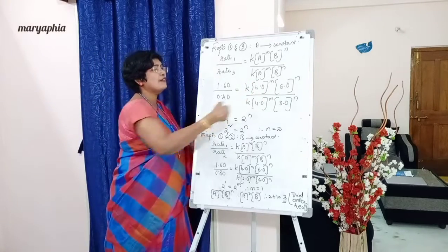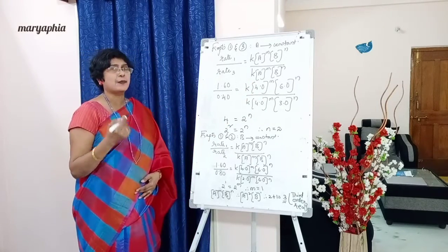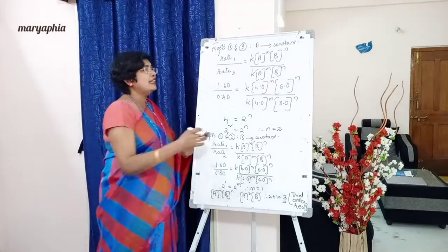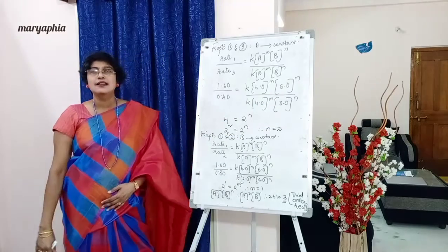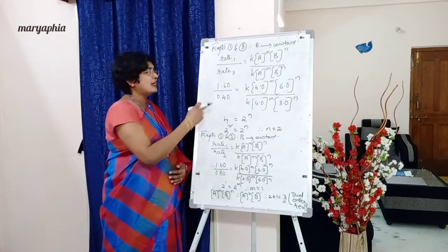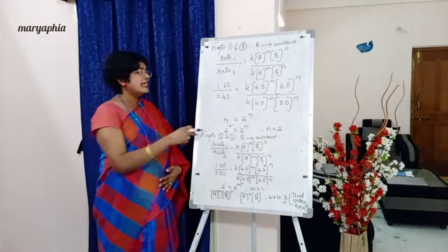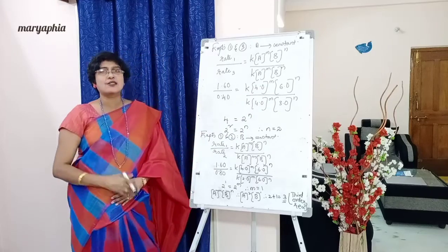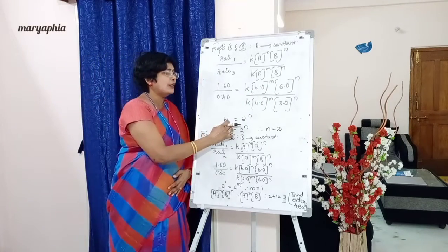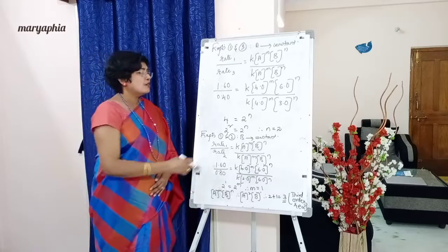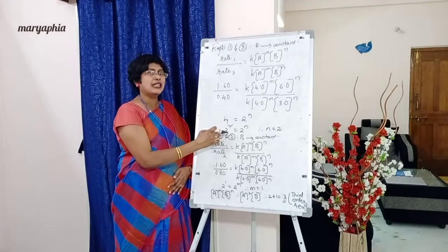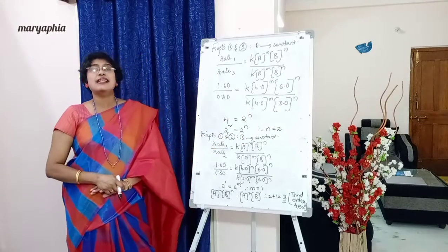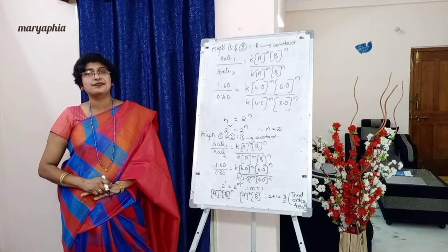Next, this whole portion will be cancelled. K into 4.0 to the power m by K into 4.0 to the power m, both will be cancelled. And here 6 by 3, 3 twos are 6. Therefore 1.6 by 0.4 is 4, which is equal to 2 to the power n. So 4 is equal to 2 to the power n, and 4 can be written as 2 squared. Therefore, the n value is 2 with respect to the reactant A.